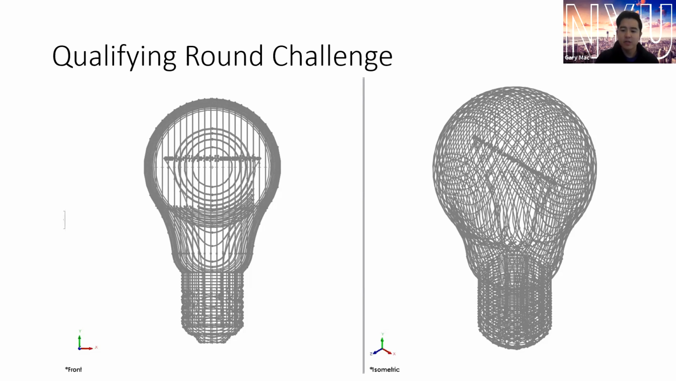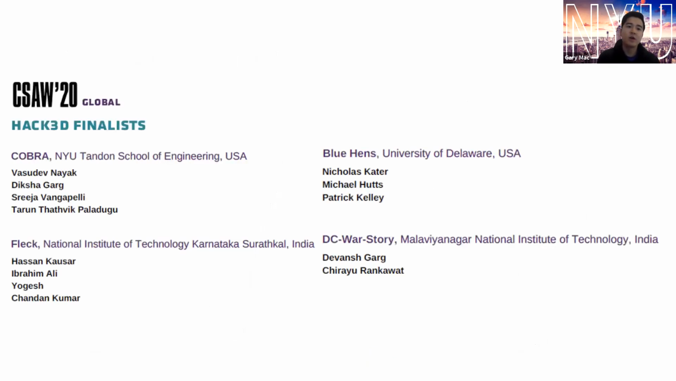In the qualifying round challenge, we have over 40 teams that participated. And I have to take a moment to congratulate all 4 teams that made it to the Hack3D finalists. We have participants from all over the world: Team Cobra from NYU Tandon School of Engineering, Blue Hens from the University of Delaware, Team Fleck from National Institute of Technology, Karnataka, India, as well as DC War Story from Malaviya National Institute of Technology, also from India.